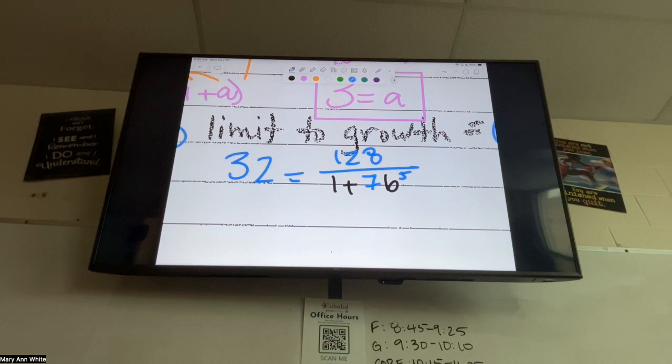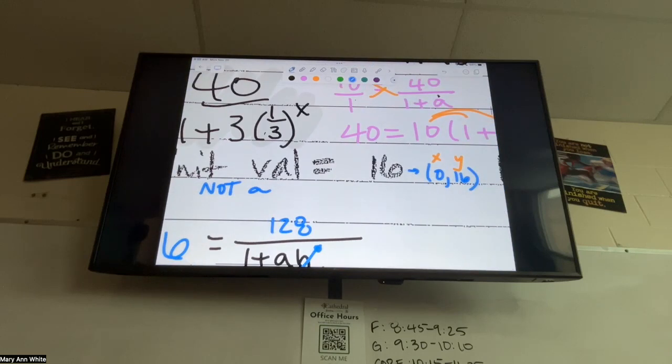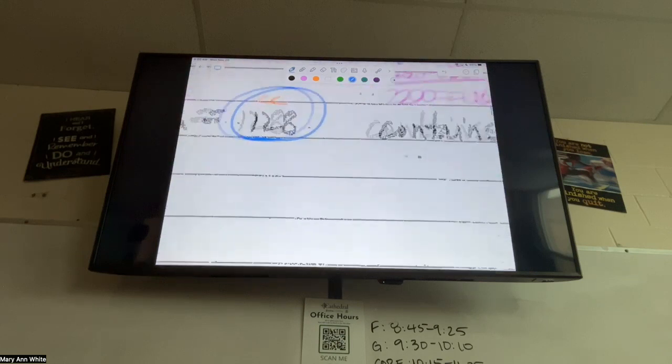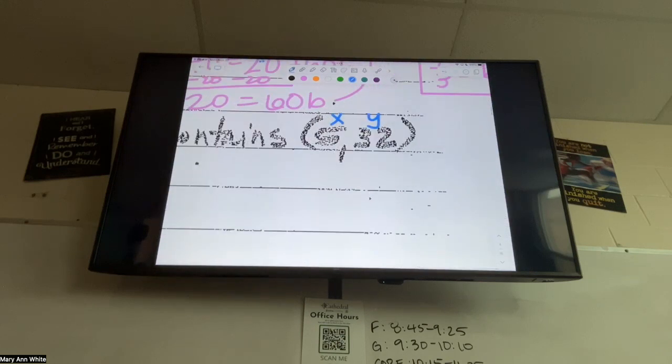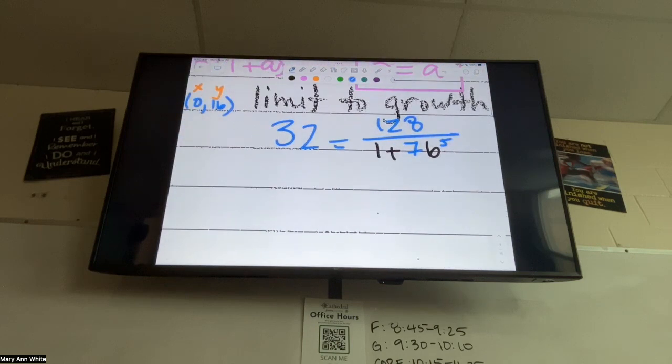Why was it a 0 the first time? Good. Because it's the initial value, and the initial value is when x equals 0. That's when it starts. And then this one is an ordered pair that has 5 first. So that's my x value. Good question. Any other questions?